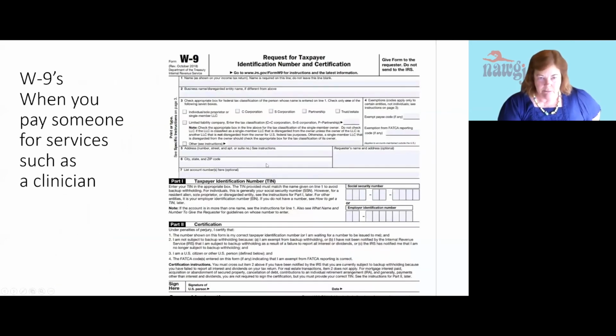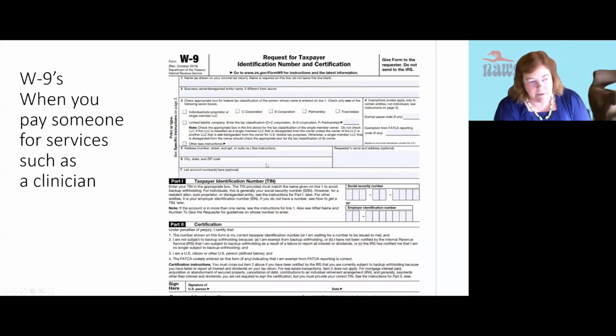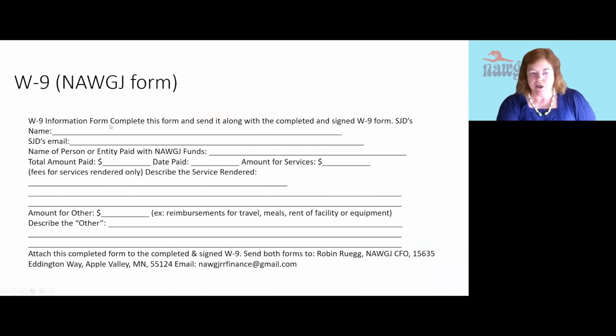If you run a clinic, this would be your typical place. If you're paying a clinician, there are two forms you need to turn in. One's a W-9 saying, okay, we paid this clinician. And then you send this NAWGJ form that comes into me. And this is important in talking to our accountant. This is the number one most important thing.